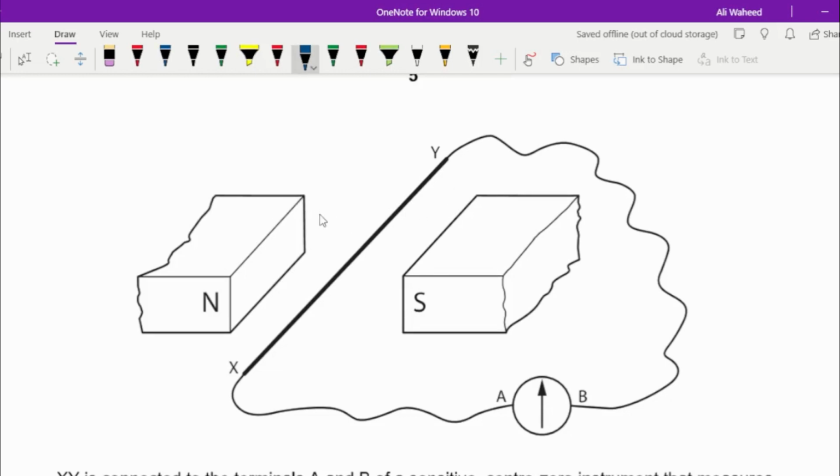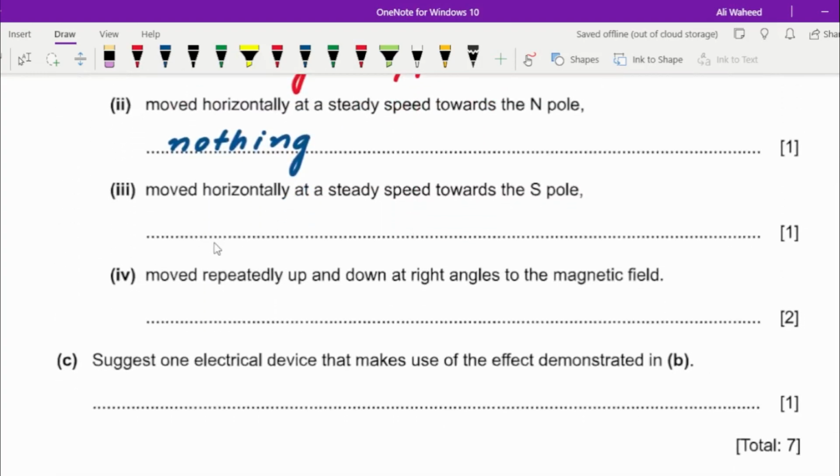You see, the thing is, the magnetic field is horizontal. It is in this direction. So if the motion of the wire is horizontal, that is not going to make any difference in the number of magnetic field lines that change. So the rate of change of magnetic field lines would remain the same whether you keep moving it. It would be the vertical motion that would change the number of magnetic field lines passing through the wire. The horizontal motion would not make any difference. So for this one as well, nothing happens.